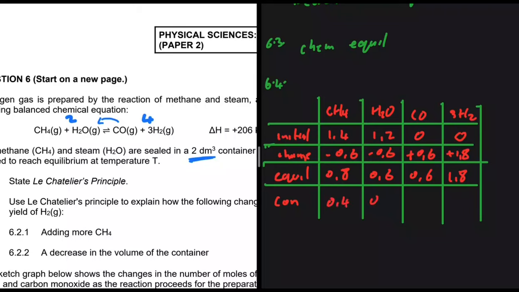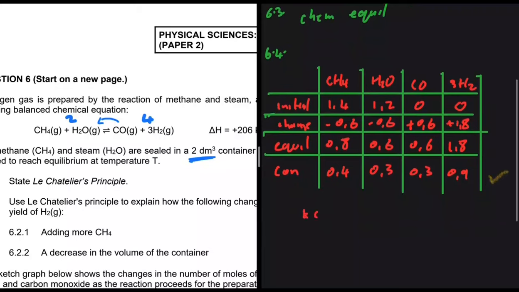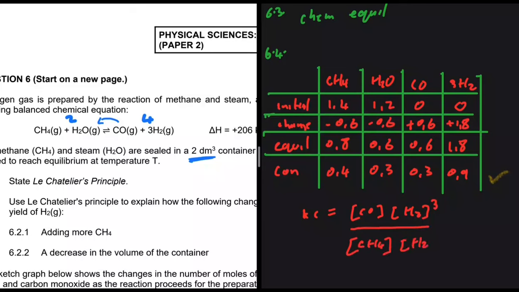0.6 divided by 2, 0.3. 0.6 divided by 2, once more, 0.3. 1.8 divided by 2, that is 0.9. We have the concentrations at equilibrium. We can go ahead and find Kc by saying that Kc is equal to the products divided by the reactants. Carbon monoxide, hydrogen gas to the power 3. The power is coming from the balancing coefficient. And then CH4 multiplied by the concentration of H2O.